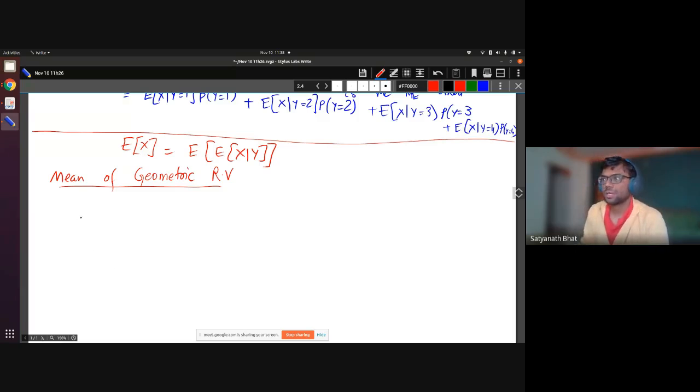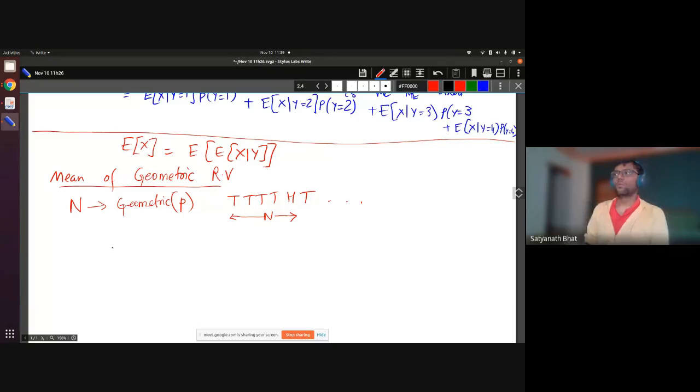All right. So let's say N is a geometric random variable with the parameter p. Just to refresh your memory, there is a sequence of coin tosses, something like tail, tail, tail, tail, and then head, tail, and so on. The geometric random variable N captures the number of tosses required before you observe the first head. We have seen this even in the Bernoulli process. So this is N, and we are going to find the expected value of N.